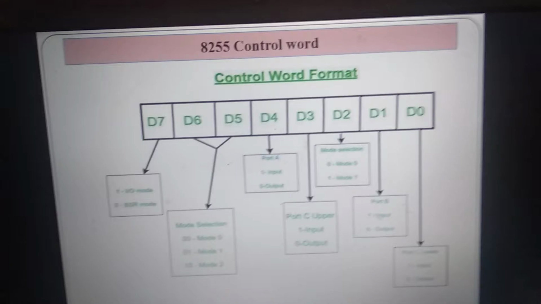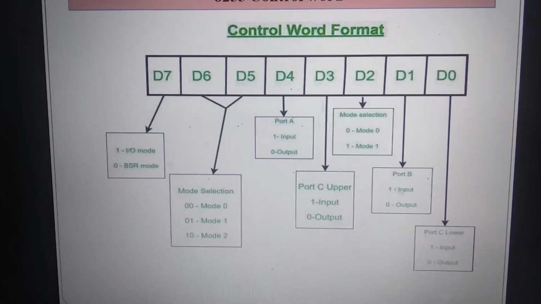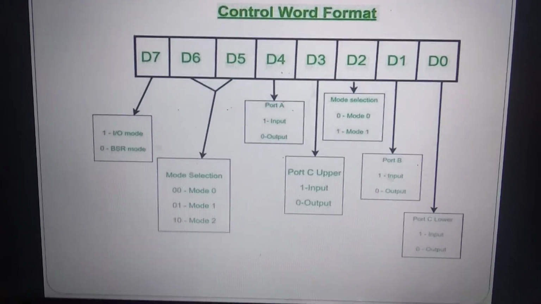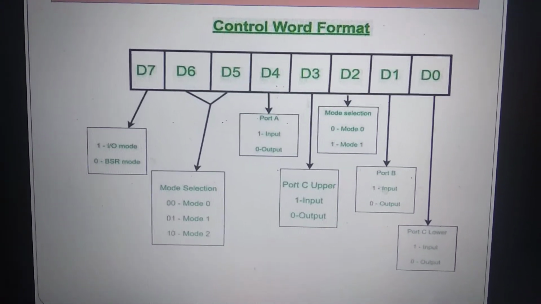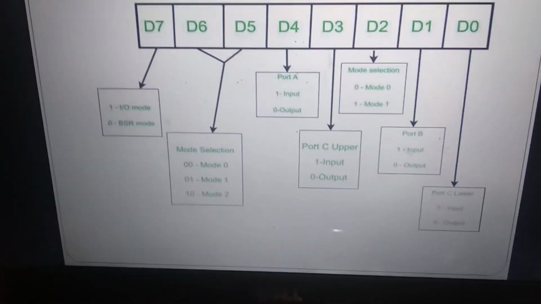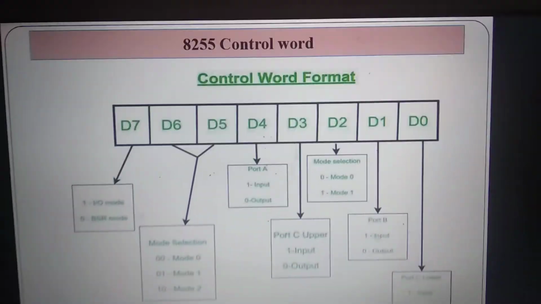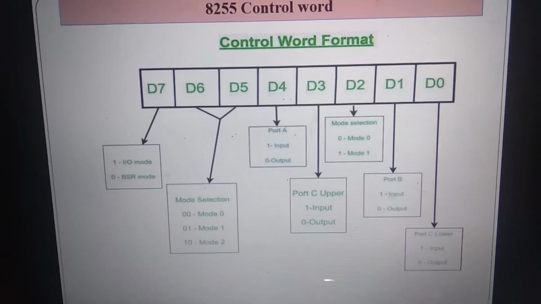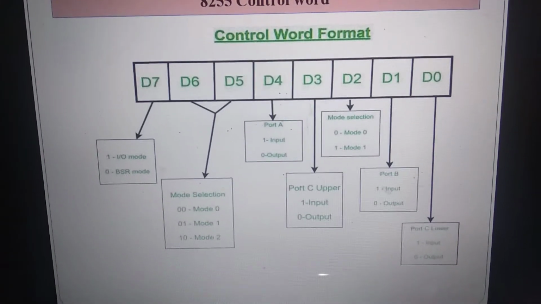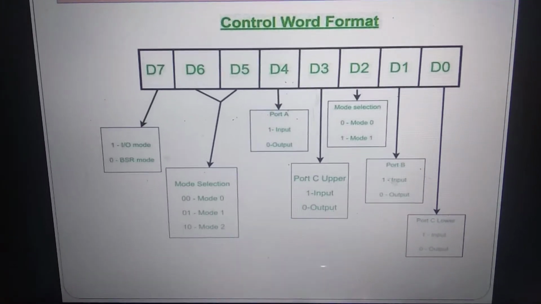Now we will see the 8255 control word register. It is an 8-bit register, and we know that it has an 8-bit data bus, so it can handle only 8-bit data. Now, starting from MSB to LSB, we will see how this CWR is used to configure the 8255 for a particular mode.